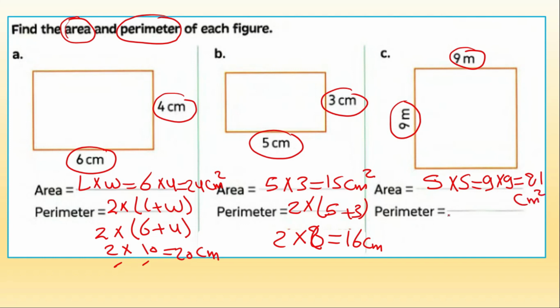Perimeter of a square, can you remember? Side times 4 equals side length times 4 sides. Side times 4, meaning 9 times 4 equals 36 centimeter, only centimeter. Okay.